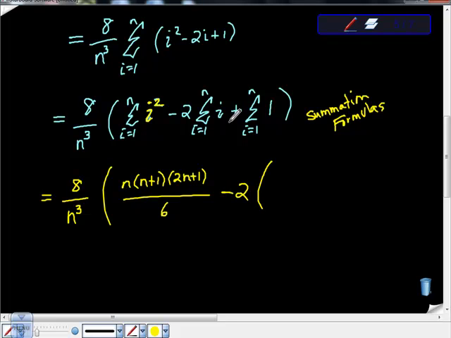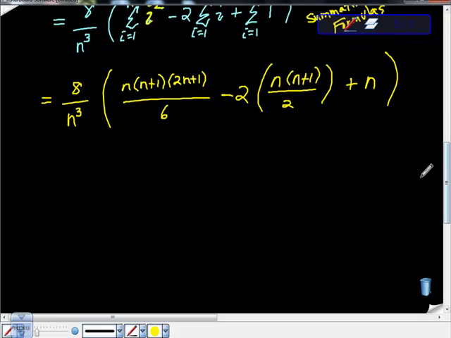So this negative 2 right here is this negative 2. And what's the summation of i? The summation formula for i is n times n plus 1 all over 2, right? And the summation formula for this is just c times n. This is c, so 1 times n is n. So plus n. So I've come out of sigma form and gone into summation formulas now, and I'm starting to pursue this out a little bit.